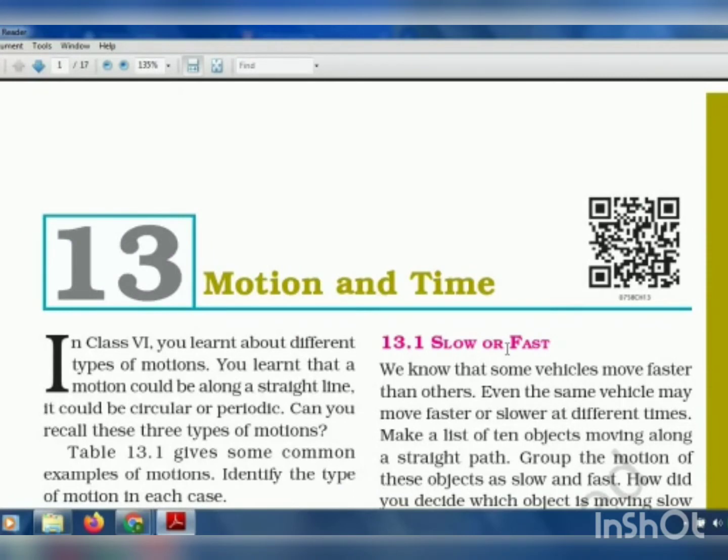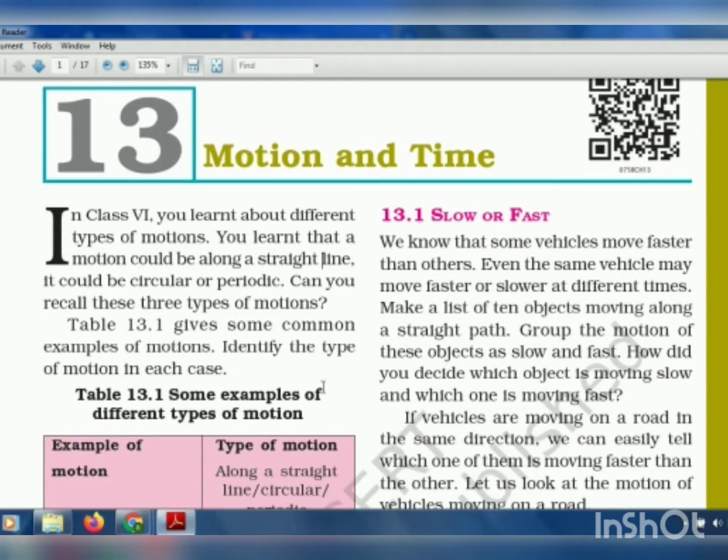So now we are going to start with our 13th chapter, that is motion and time. Motion means you all know that we call movement as motion, right? So here in the previous year class we have learned that there are three types of motion. One is straight line motion, other is circular motion, and the third one is periodic motion.